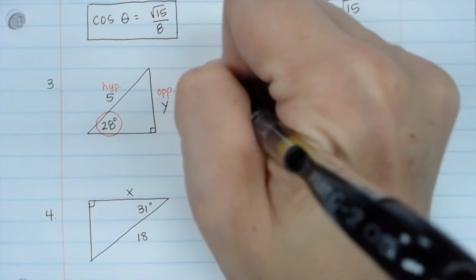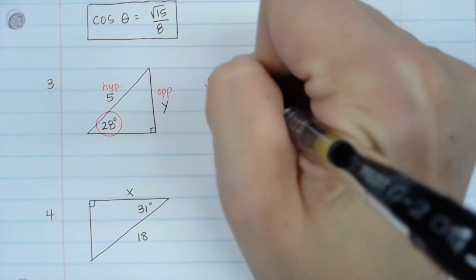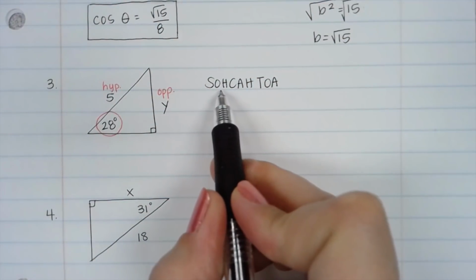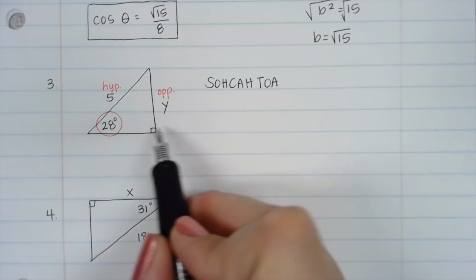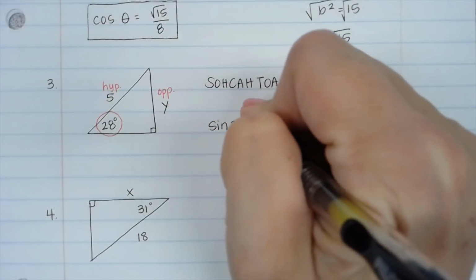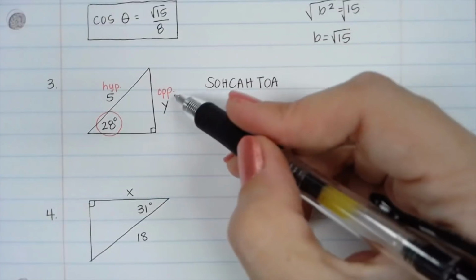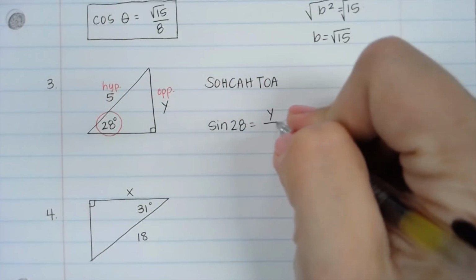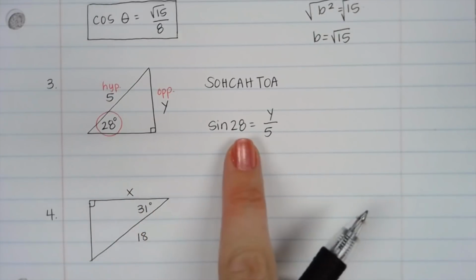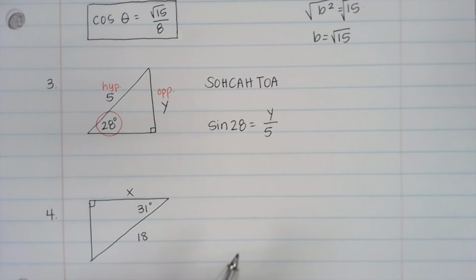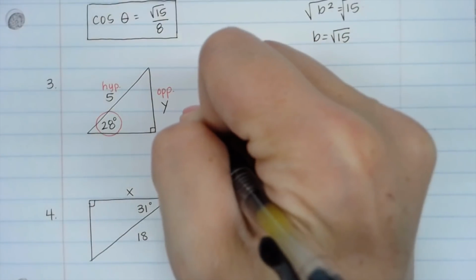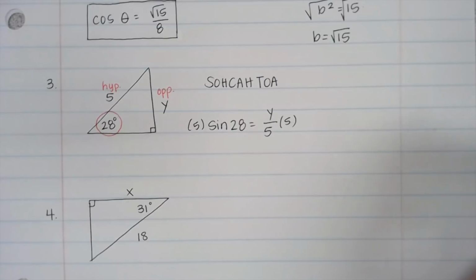Remember, when you're doing SOHCAHTOA, and it doesn't hurt to keep writing it to reference it, sine will be opposite over hypotenuse, and so that's these 2 that I have here. So for this one, I'm going to say that the sine of 28 degrees is equal to opposite over hypotenuse, so y divided by 5. I'm not going to touch my calculator yet because I want to get the y all by itself, and I just want to type it into my calculator once.